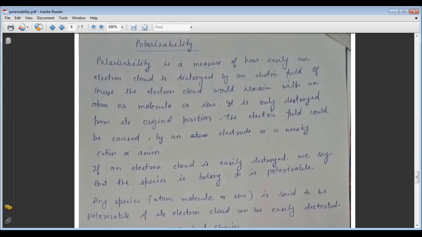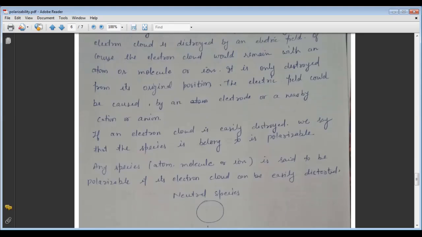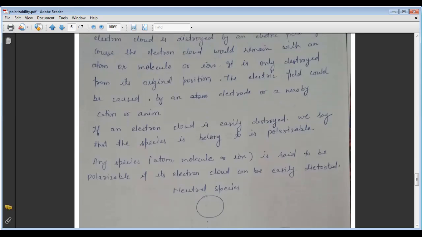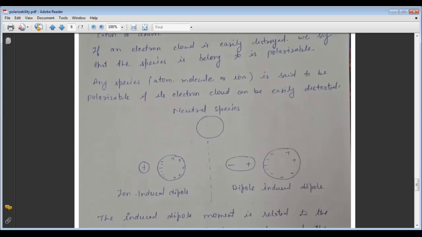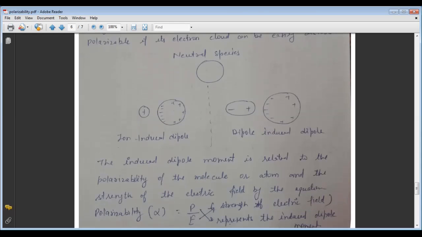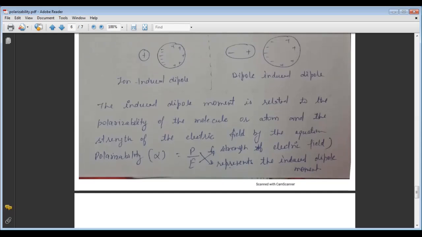So the electric field could be caused by an electrode or a nearby cation or anion. Suppose we have a cation and an anion. The size of the cation is very small and the size of the anion is large. Due to the effect of the cation, the electrons of the anion, the cloud, go near to the cationic part. So it means the cation has polarizing power.